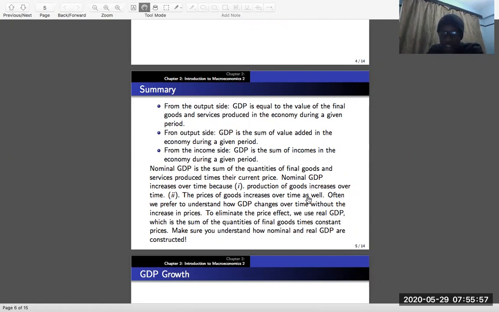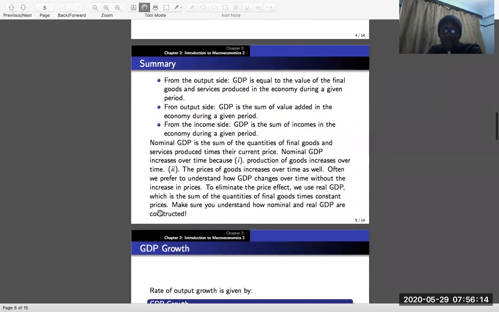The prices of goods increase over time as well. Often we prefer to understand how GDP changes over time without the effect of increasing prices, i.e. we choose a base year and then compare how GDP has changed over time. To eliminate the price effect, we use real GDP, which is the sum of the quantities of final goods times constant prices.